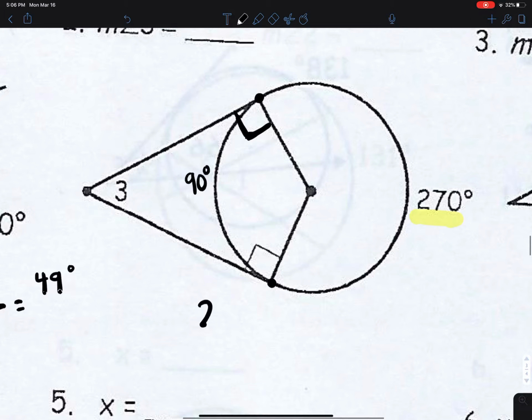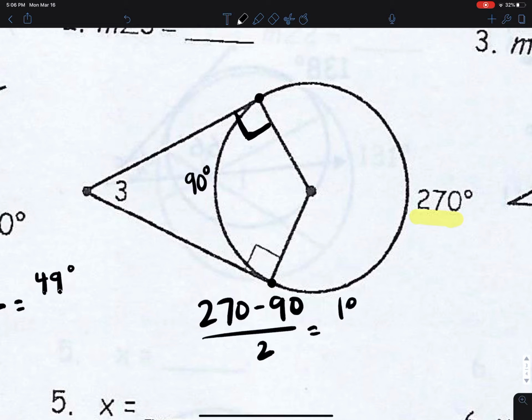So then you would just do 270 minus 90 divided by 2. So that gives us 180 divided by 2, which equals 90. So that tells us that this is 90 degrees. And that is number 2.